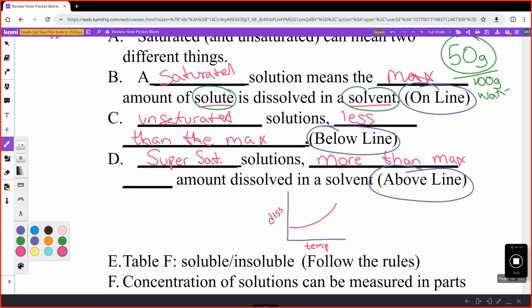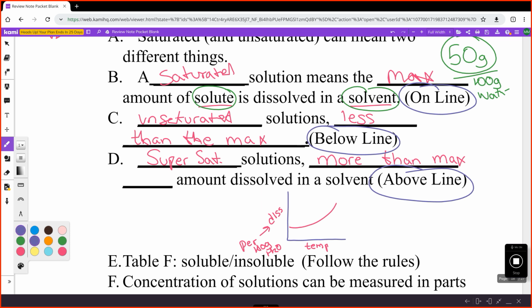One of the things that I really need to make sure I stress here is that this is per 100 grams of H2O. And so if you double the amount of water, you would be able to double whatever this graph says. If you halve the amount of water, you would halve what this graph says, right? So this is a ratio for 100 grams of water.